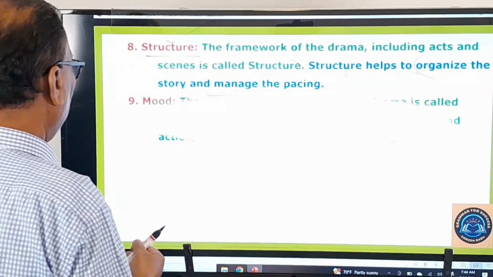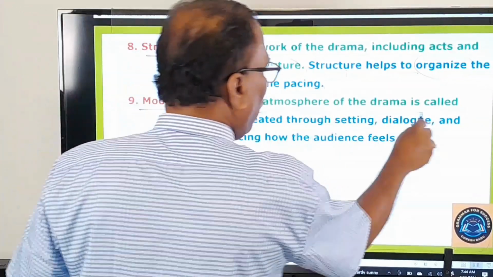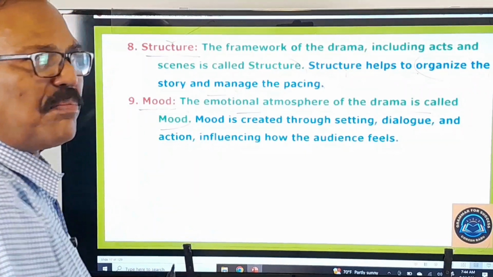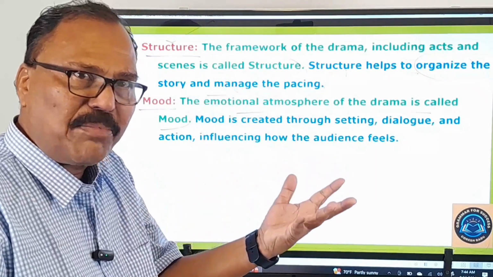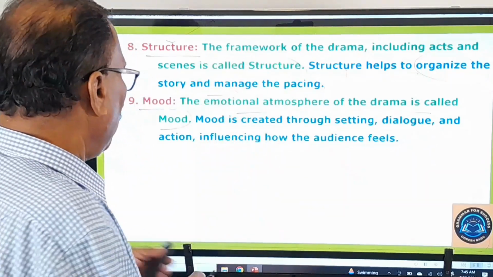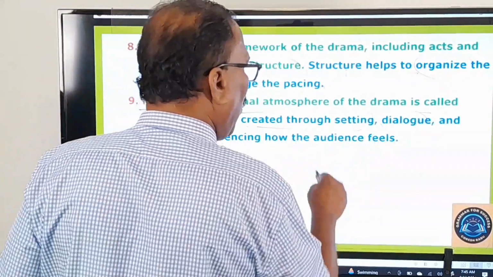And the ninth one is the mood. This mood is also important. The emotional atmosphere of the drama is called mood. Sometimes you can find a comical mood, sometimes an emotional mood. Mood is created through setting, dialogue, and action, influencing how the audience feels.